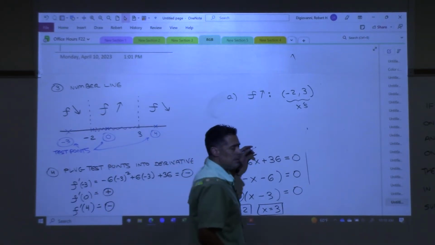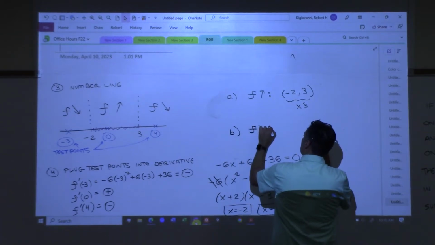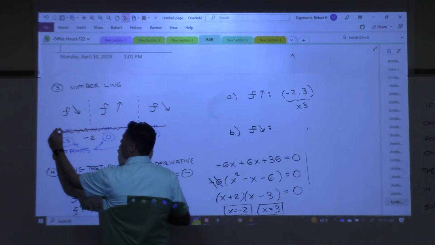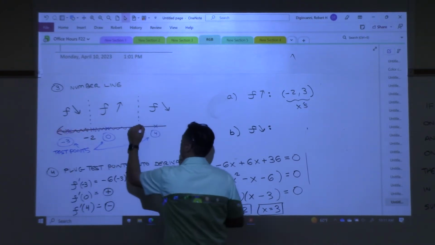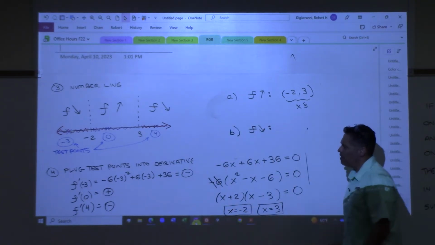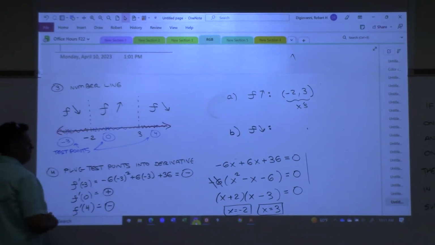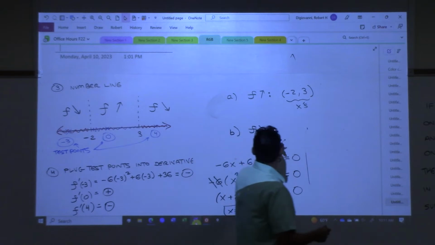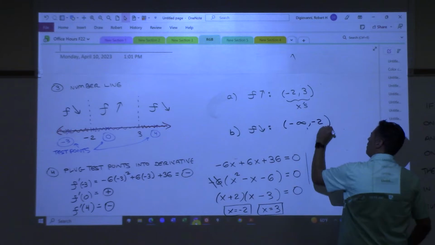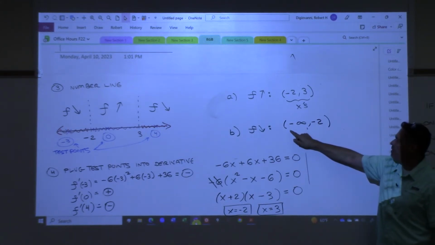Any questions? Part B, where's the function going down? Well, it goes down over here, right? Forever that way. And then here, that way. Forever. So how do I say that? How do I say forever that way, but then stop here at -2? Negative infinity to -2. So this answer is going to be -infinity to -2, parentheses on both. Never put a bracket on infinity because it's not a number.